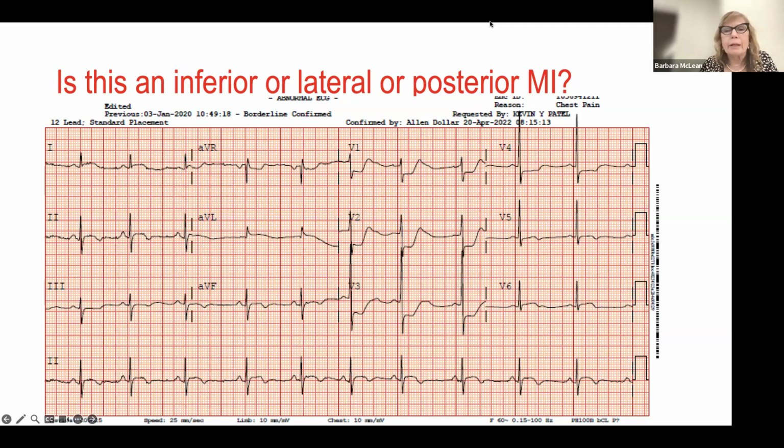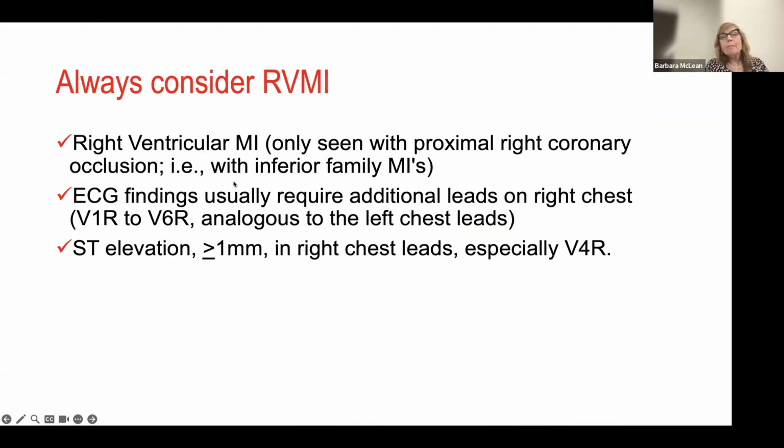So that's really, really, really important. This is a posterior lateral acute STEMI. Okay. Now remember, when we talk about inferior STEMI, you must always consider right ventricular MI. That is typically only seen with a high grade or proximal right coronary artery occlusion.